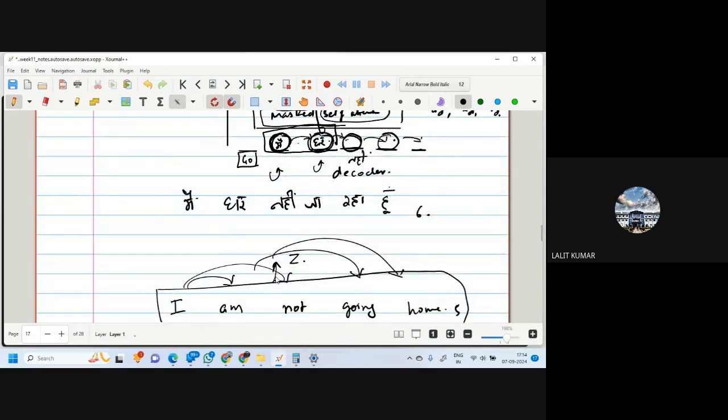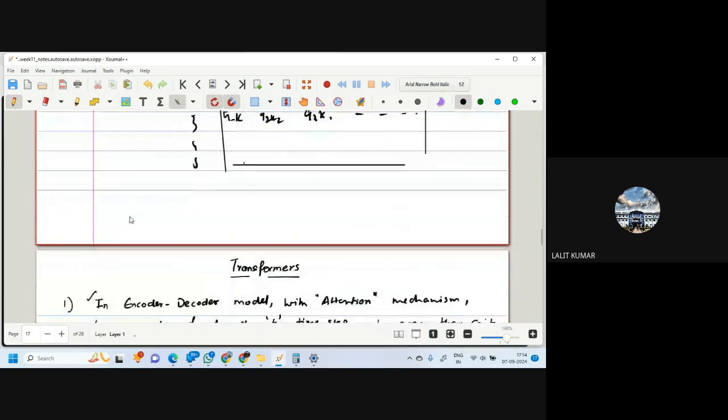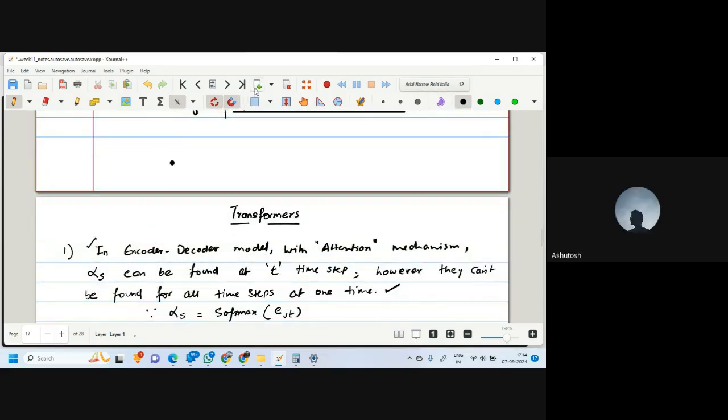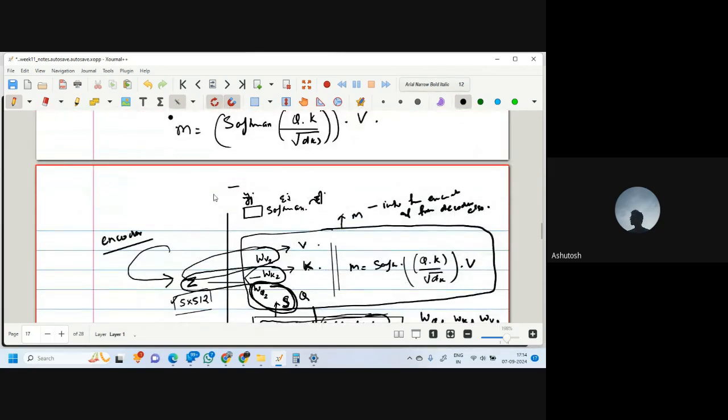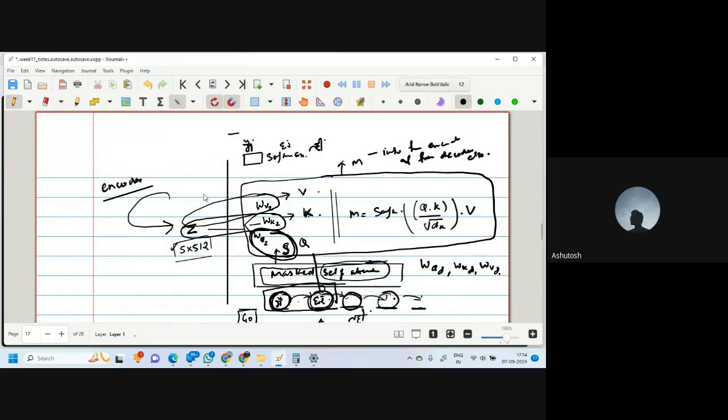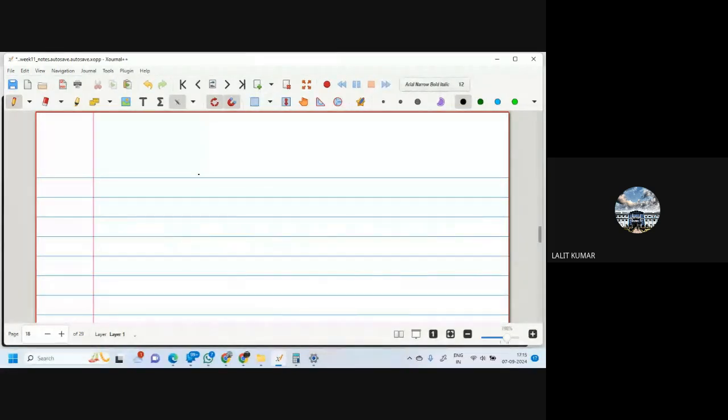So if you remember, from the encoder, first of all, when we are putting "main ghar ja raha hoon", we are encoding that, right? And then we are giving that encoded part to the decoder architecture, right? Like that encoded part is being multiplied with Q. You are saying that? No, no, no. So again, I will explain.